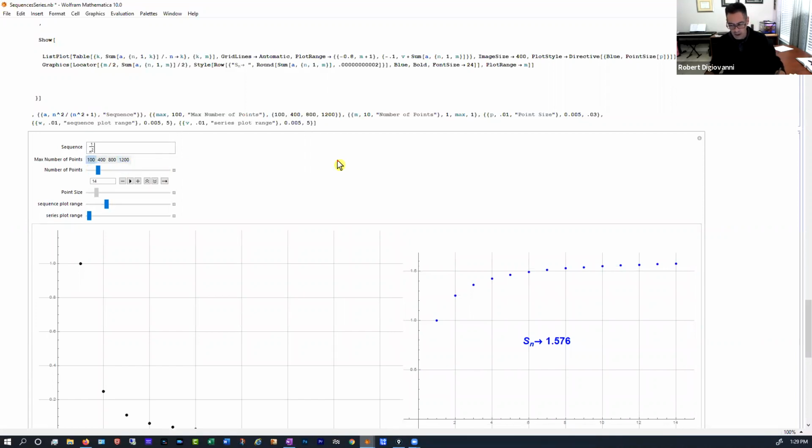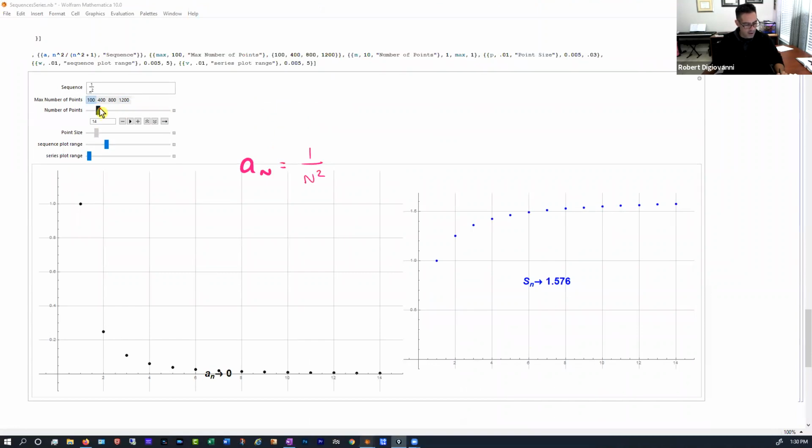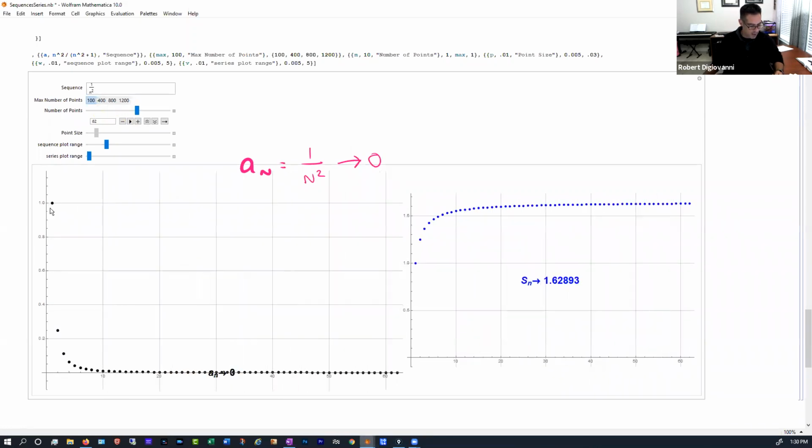Okay, so we are looking at the sequence A sub n equals 1/n squared. We know that one converges. Okay, we can see it here. We also know if we take the limit as n goes to infinity of this, it's obviously going to go to 0. We can see that in this picture. Right here, they drop down fast, they head to 0.